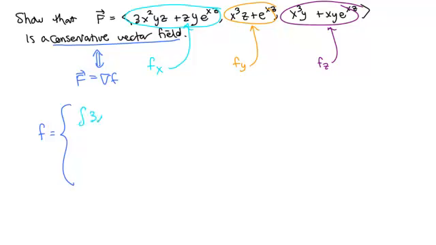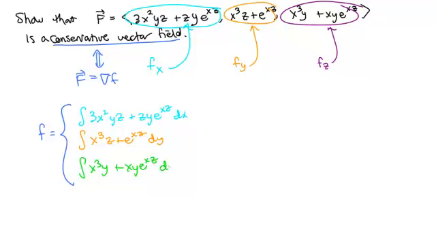If we were to integrate 3x squared yz plus zy e to the xz with respect to x, or if we were to integrate x cubed z plus e to the xz with respect to y, or if we were to integrate x cubed y plus xy e to the xz with respect to z, these should all describe the same function. Well, let's see what they do describe. If we integrate the first part, the integral of 3x squared yz, 3yz is a constant, comes along for the ride.